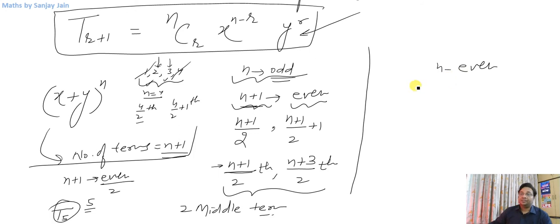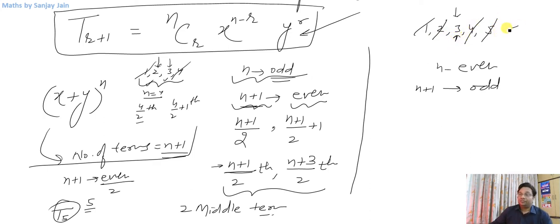When n is even, the number of terms, that is n plus 1, will be odd, and when the number of terms is odd, for example in this case, I will find the middle term as exactly one term, which is this one. So how do I find the middle term? Like this. This is my middle term.